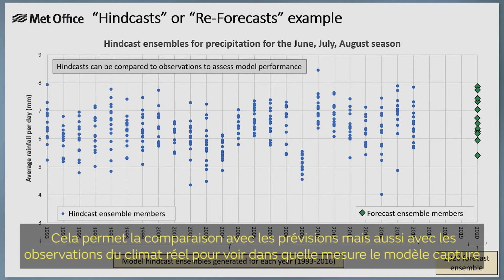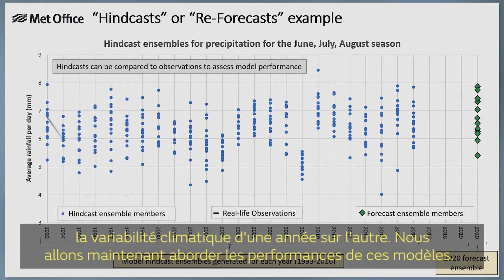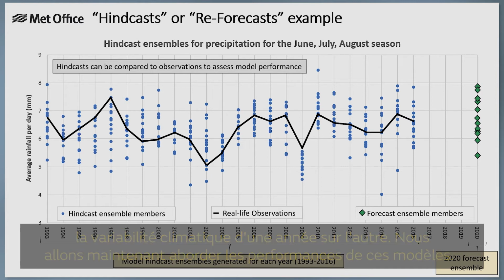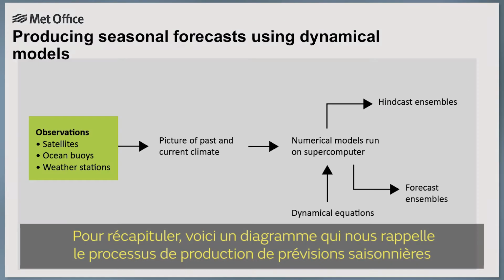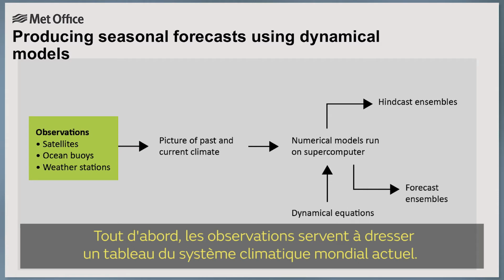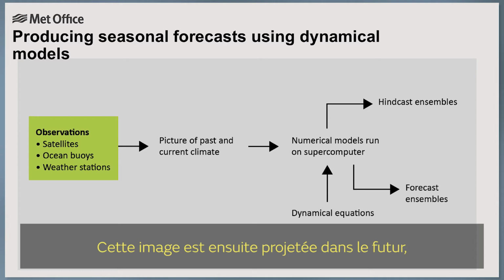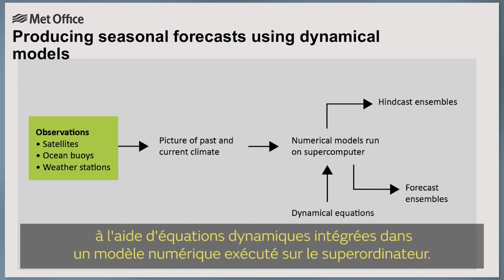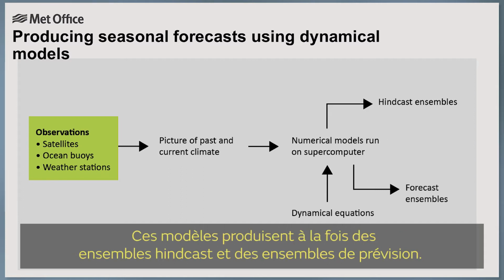The hindcasts are useful for comparing with the observations of the real climate to see how well the model captures climate variability from year to year. And we speak more about model performance in our next video. So as a recap, here is a flow diagram reminding us of the process of producing seasonal forecasts using dynamical methods. First, observations are used to paint a picture of the current global climate system. This picture is then projected forward in time using dynamical equations built into a numerical model run on the supercomputer. These models produce both hindcast ensembles and forecast ensembles.